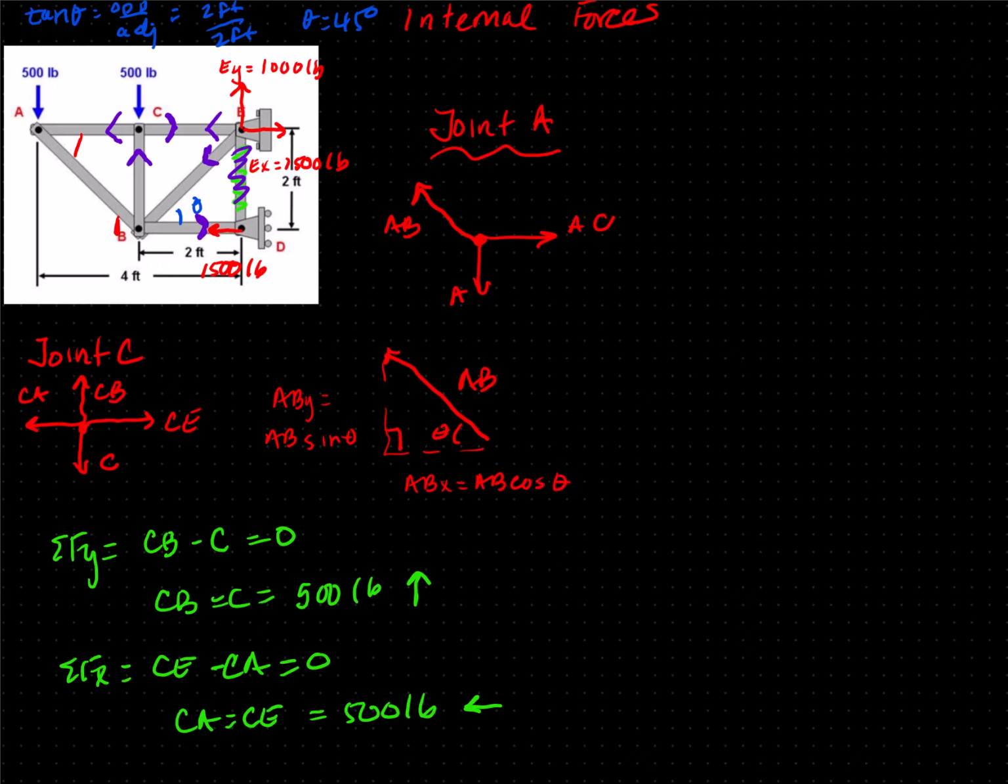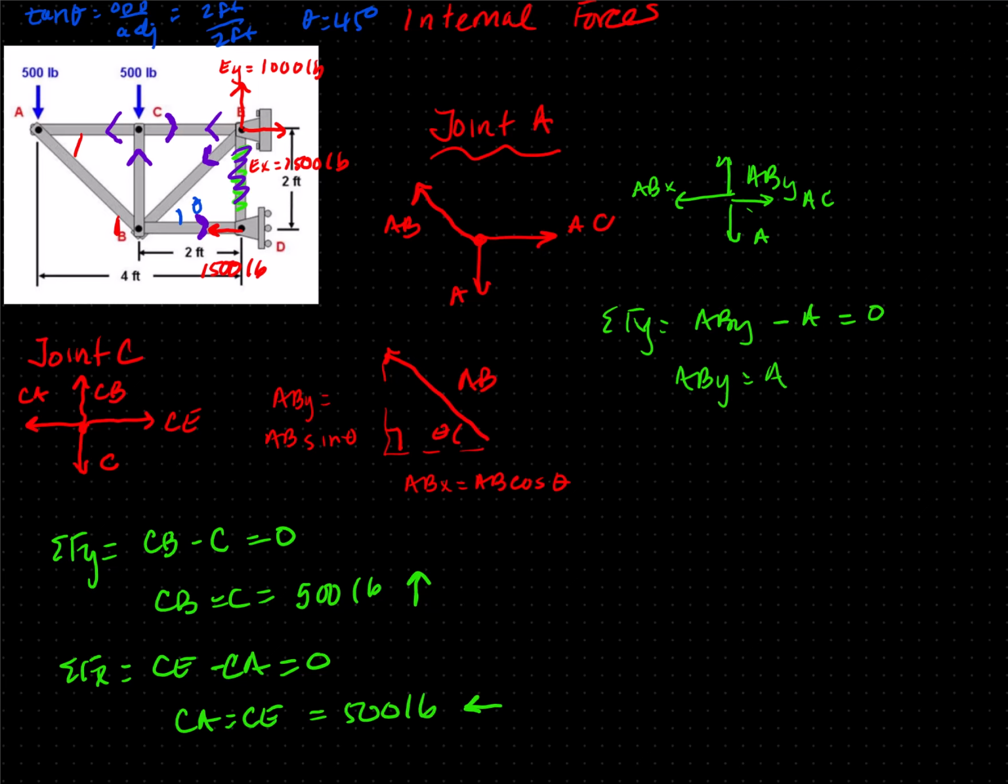I'm going to redraw the picture. So you have ABY going up, you have A going down, you have AC to the right, and you have ABX to the left. I'm going to write a sum of Fy, which is AB going up is positive, minus A, which is going down is negative. This is equal to 0. So ABY is equal to A.